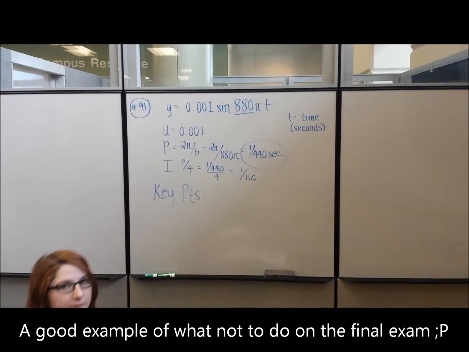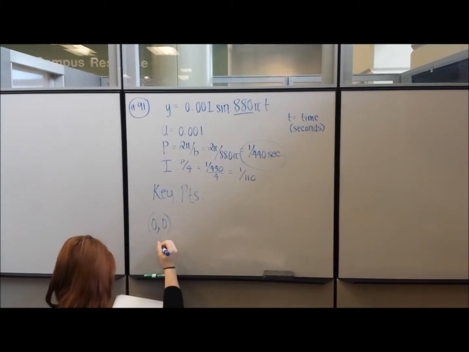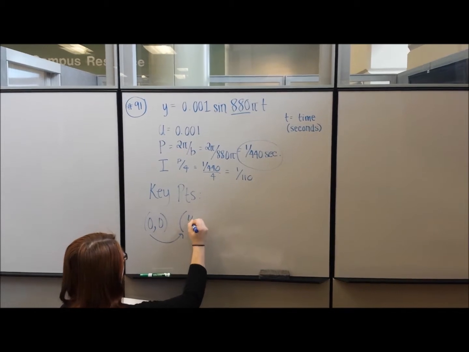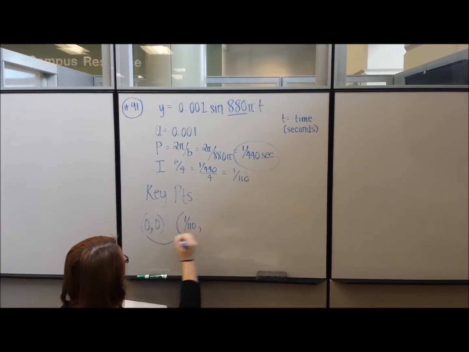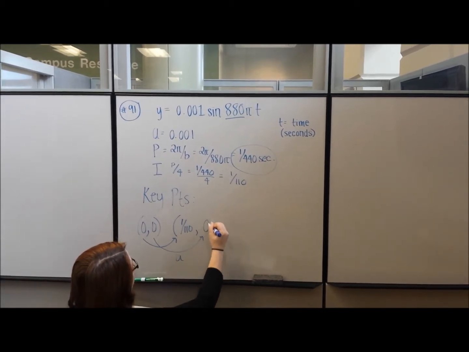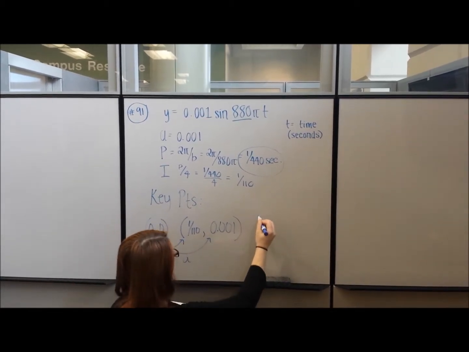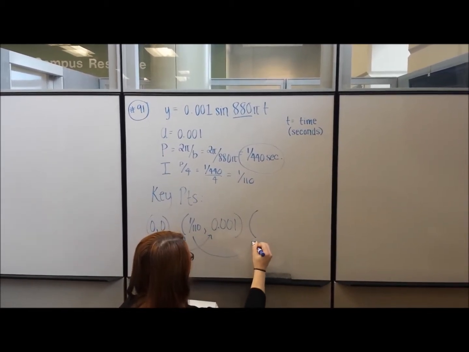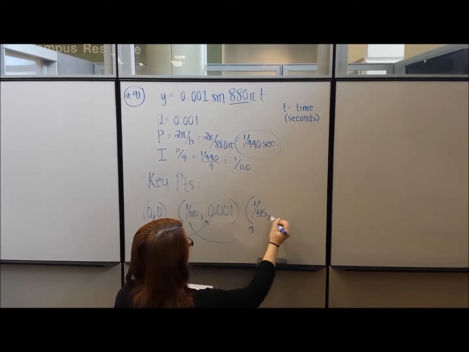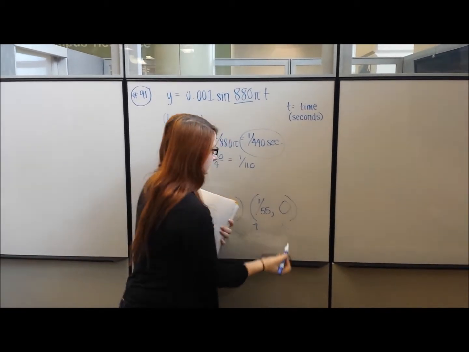So we're going to start at 0, 0 because it's sine. It's going to be 0, 0. And then you move your interval. So it's going to be 1 over 110. And then your amplitude comes right here, and it's going to be 0.001. And then you have a third key point. Move your interval right here, which is going to be 1 over 55, and 0 because we're moving back down on the amplitude.